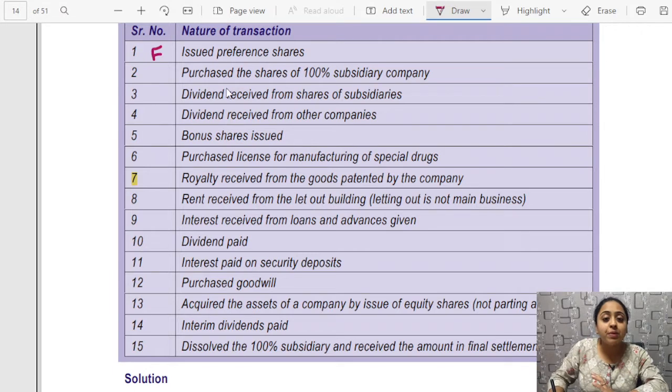Purchase the shares of 100% subsidiary company. See, since the control has been changed, then it will be investing.